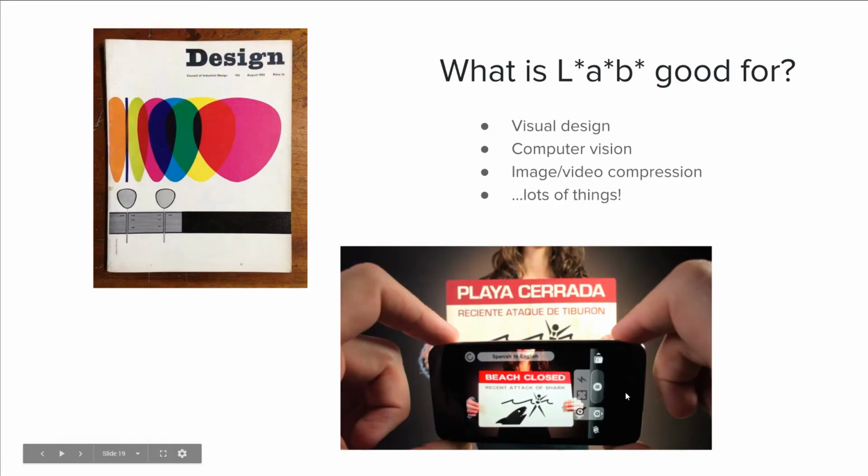So what is lab used for? Lab is used a lot in visual design. It's used a lot in computer vision. It's used a lot in image and video compression. So it's used in a lot of different fields.